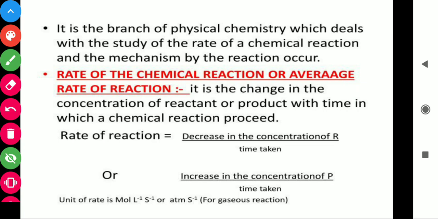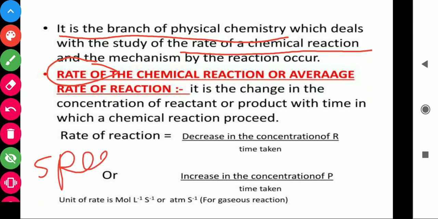Students, let's revise the concept which we have studied in the previous video. What is chemical kinetics? It is a branch of chemistry in which we study the rate of chemical reaction. Again, what do you mean by rate here? Speed of reaction.